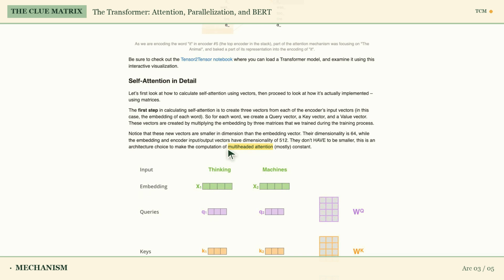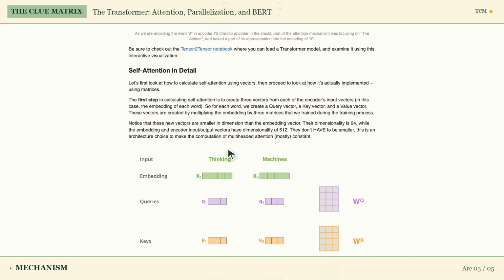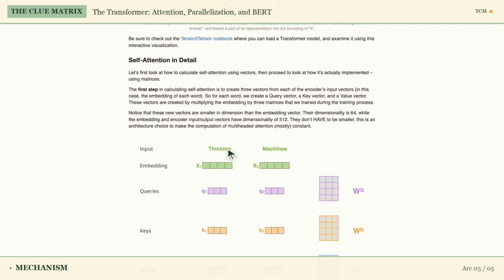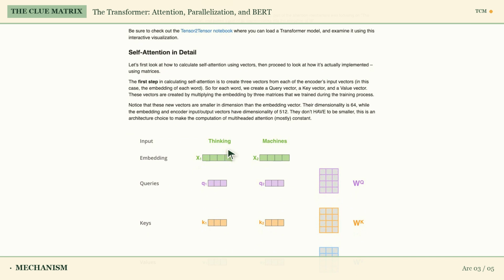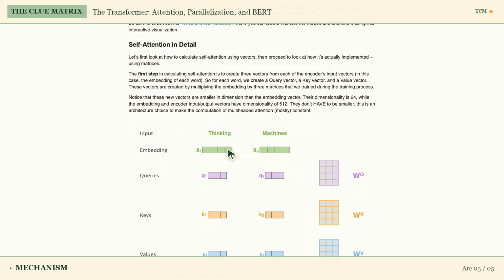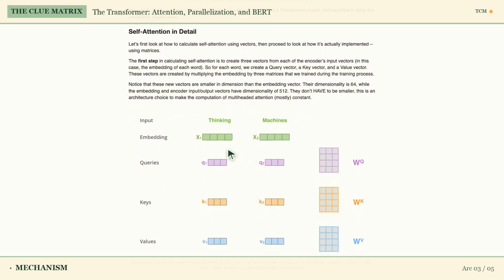Exactly. These separate attention results are then concatenated and linearly transformed. The Illustrated Transformer notes that this design choice helps make the computation of multi-headed attention mostly constant relative to processing a larger single vector while enhancing the model's ability to capture diverse relationships. This detailed mechanism for self-attention, bolstered by positional encodings and multi-head attention, is at the core of the transformer's power.